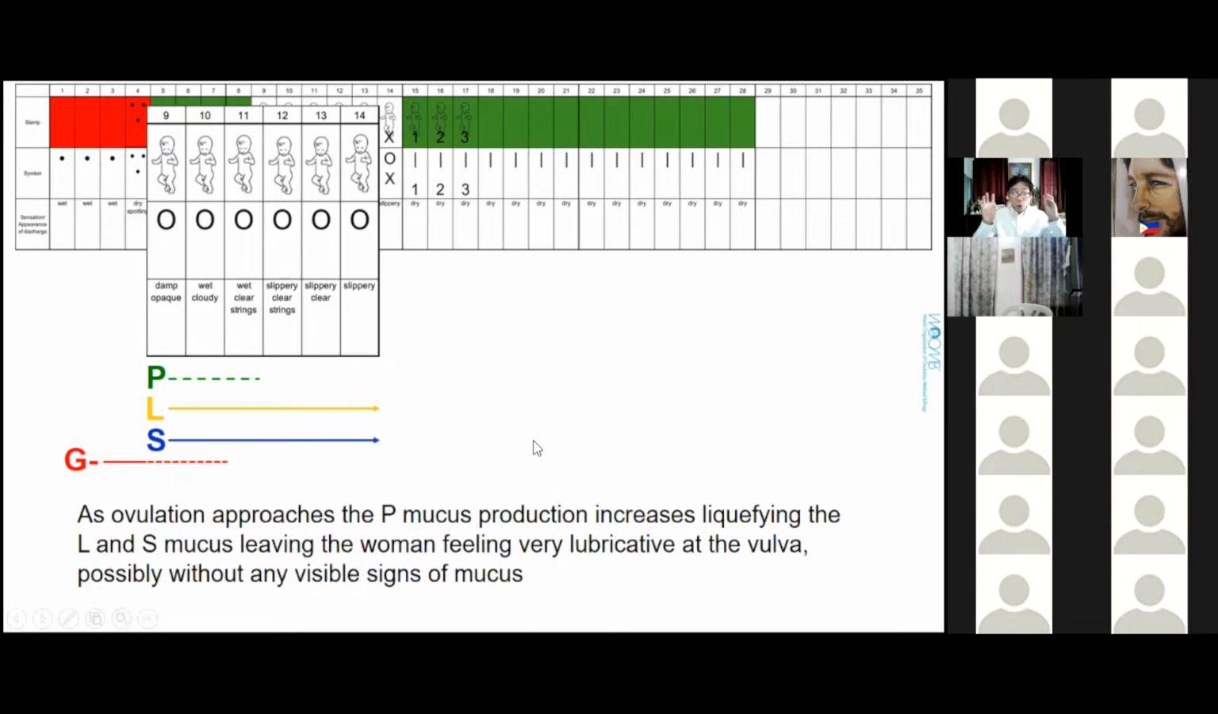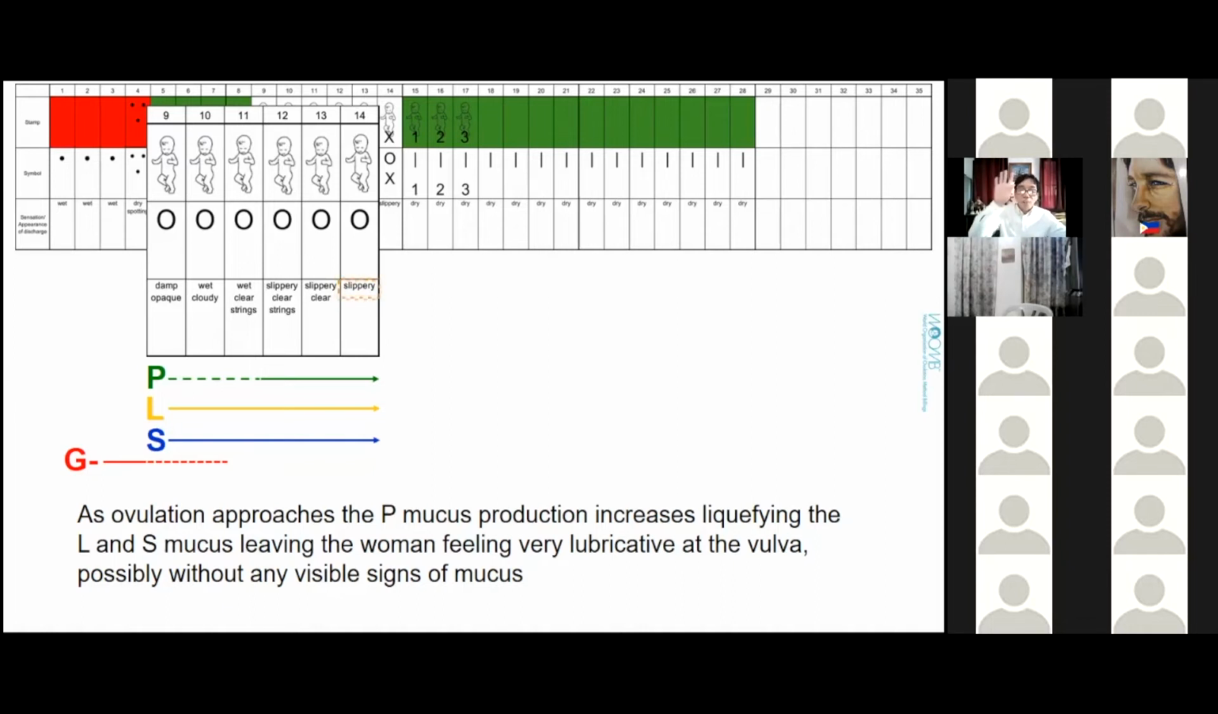As ovulation approaches, the P mucus production increases. Look, the moment the mucus becomes slippery, P mucus begins to appear again. So, for example, day 1, opaque, sticky. P mucus is abundant because P mucus will liquefy the G mucus. After the P mucus liquefies the G, it will gradually disappear. Wet, cloudy, no P. Wet, cloudy, no P. Wet, clear, no P. Slippery, P mucus begins to appear again.